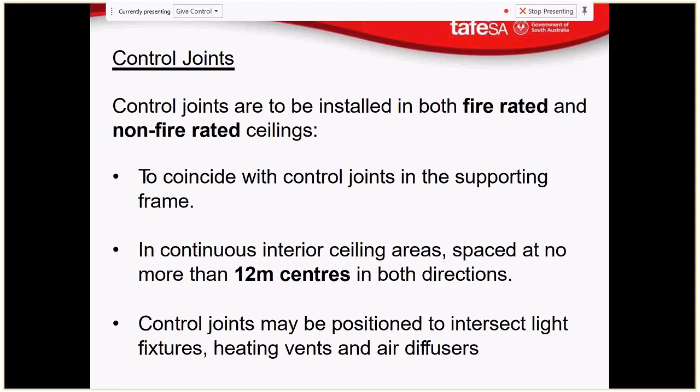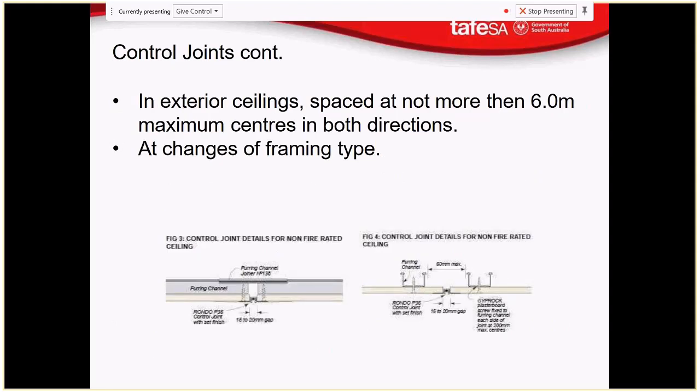Control joints may be positioned to intersect light fixtures, heating vents, and air diffusers. So for other penetrations through the ceiling, just the same as you would put a control joint right up the side of the doorway in a masonry wall, for example. So it's more or less like an expansion joint. Yes, an expansion joint.